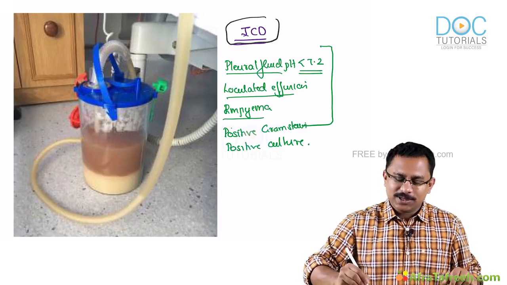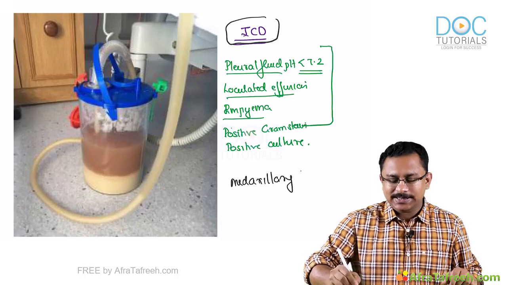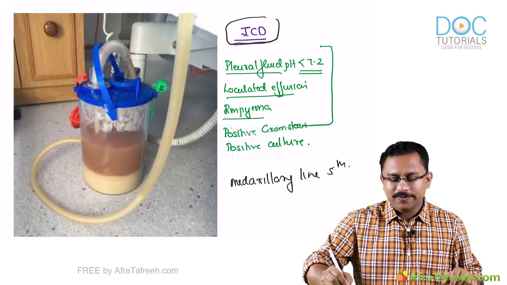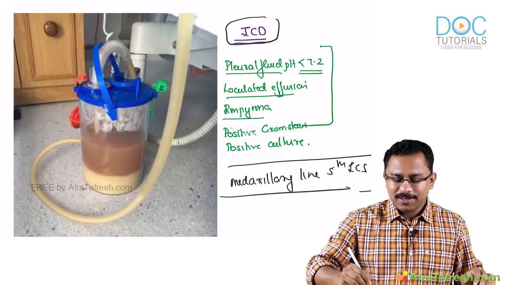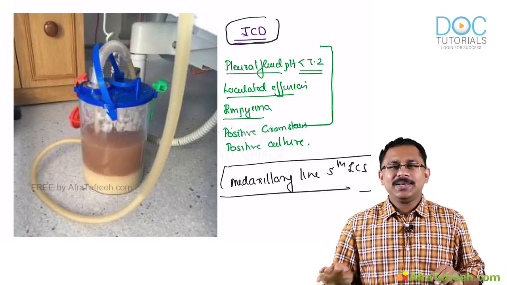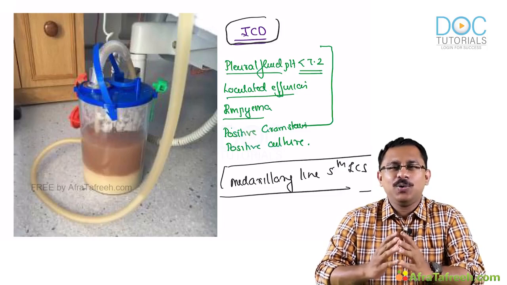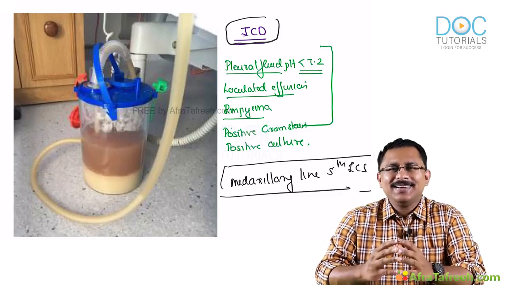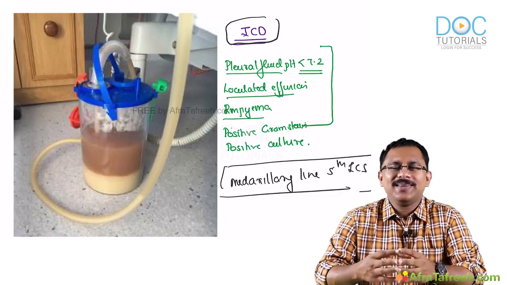ICD insertion is usually done in the mid-axillary line, 5th intercostal space. That is where your ICD insertion is done. That also you have got to keep in mind. So we have gone in depth about pleural effusion, but remember, these are all very, very simple points. So just learn them once and for all.